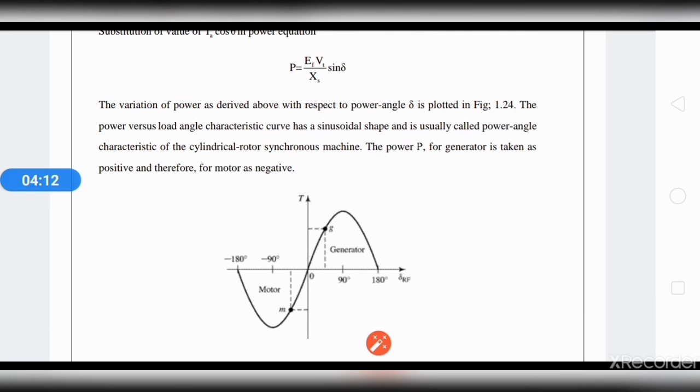We will find out the power angle characteristic for the salient pole rotor synchronous machine also in the consequent lectures. This is all about this lecture.